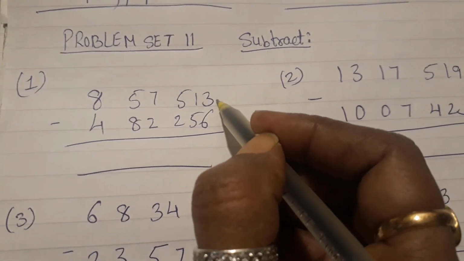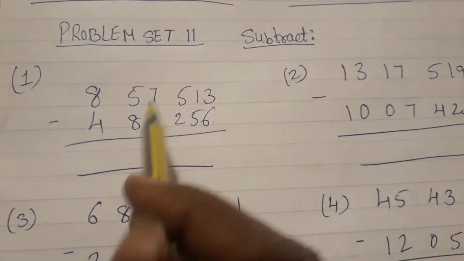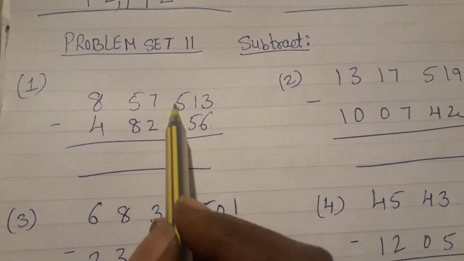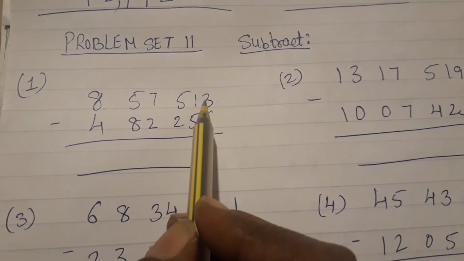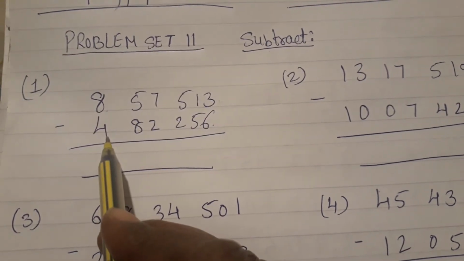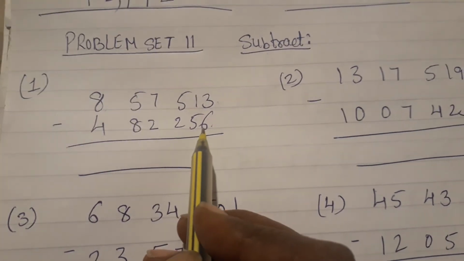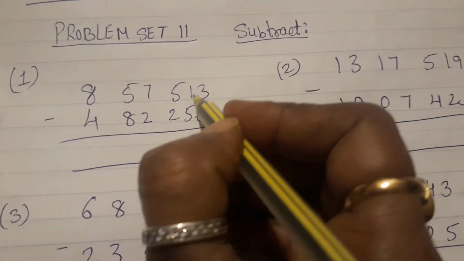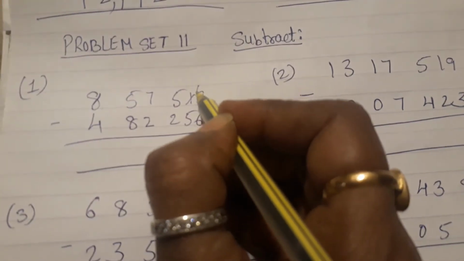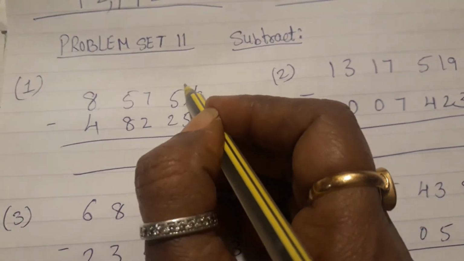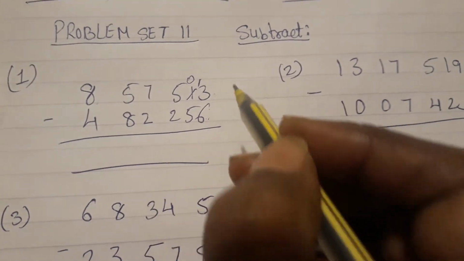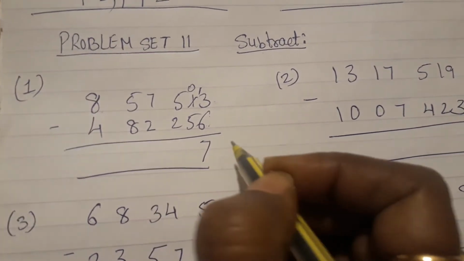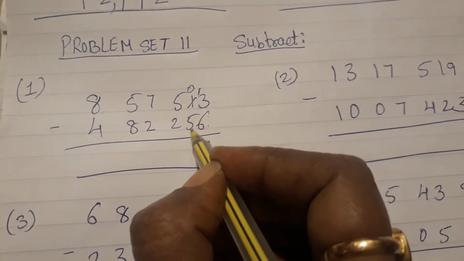Now from 3, I cannot minus 6. First we'll read the number. How much is this? Right. 8,57,513. We have to minus from that 4,82,256. So from 3 I cannot minus 6. I will borrow from this 1 and hand over to 3. And this will become 0. So 13 minus 6 will be how much, children? Yes, 7. 0 minus 5 I cannot minus.